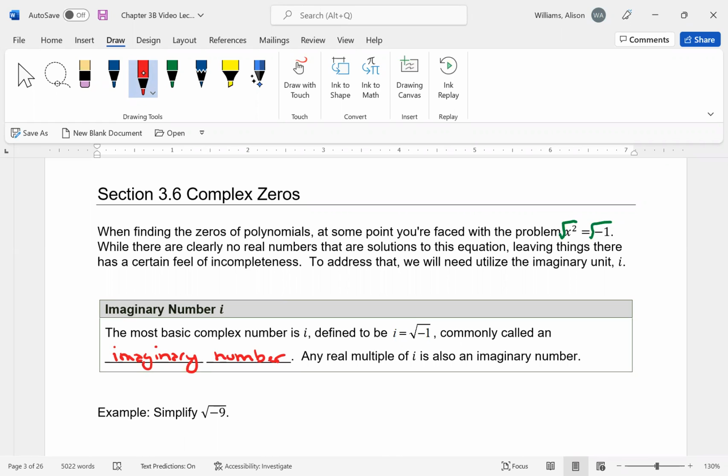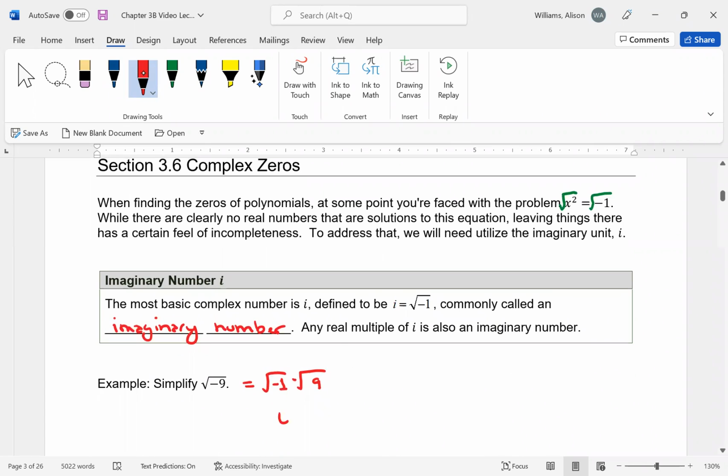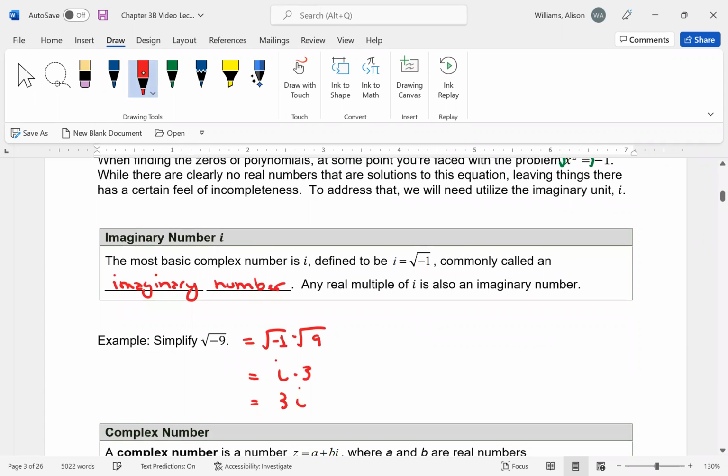So here's how it works. It's so cool. Previously, we couldn't take the square root of -9, but now we can. Because basically what we're going to do is break it up as the square root of -1 times the square root of 9. Because those, when you multiply together, is just the square root of -9. But the square root of -1 is i, and the square root of 9 is 3. So what we have is 3i. Isn't that exciting? We were able to take the square root of something we couldn't previously take the square root of.